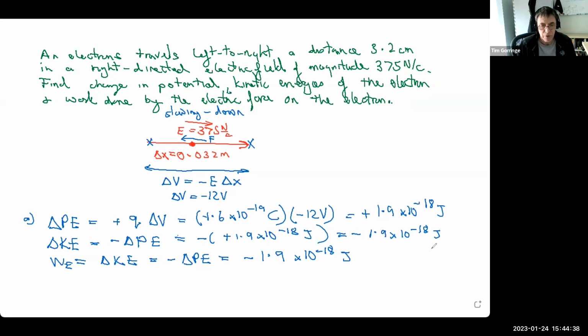Anyway, that's an example that involves the important concepts of energy in the context of electrical charges: electrical potential energy, energy conservation, and the work done by an electrical force in transferring energy from potential to kinetic energy.